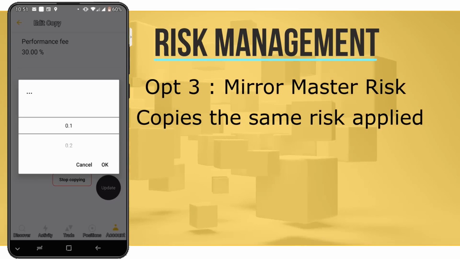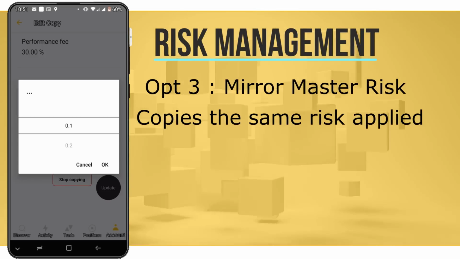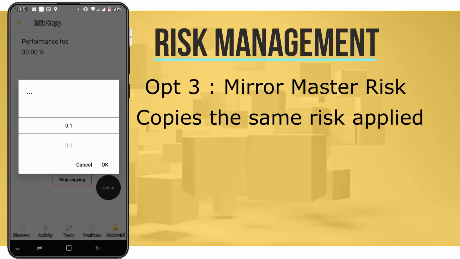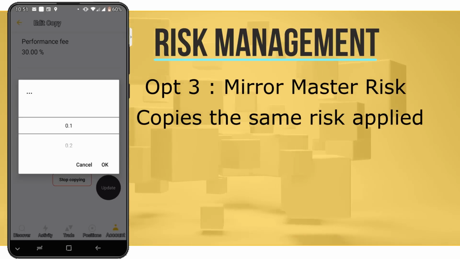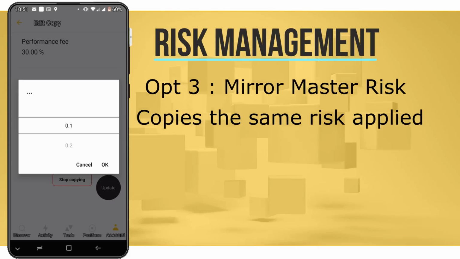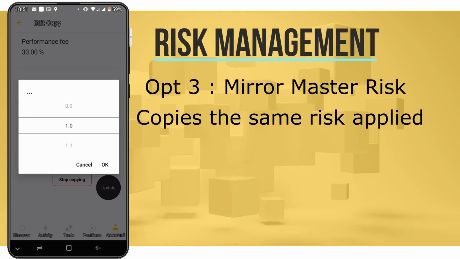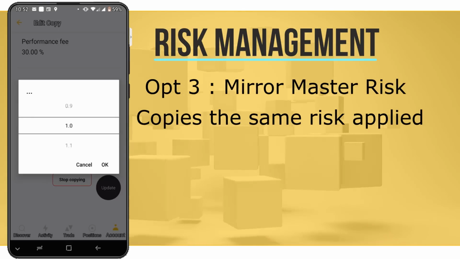So maybe we have a $100 account, but then you have a $10 account, right? But you also want to make the same profits that we're making. That means if we make 10% on our account, we're making $10, right? But on your account, if you have a $10 account, and you want to risk 10% on your account, then you would need to set it to 1, right? You need to set this ratio to 1, right?